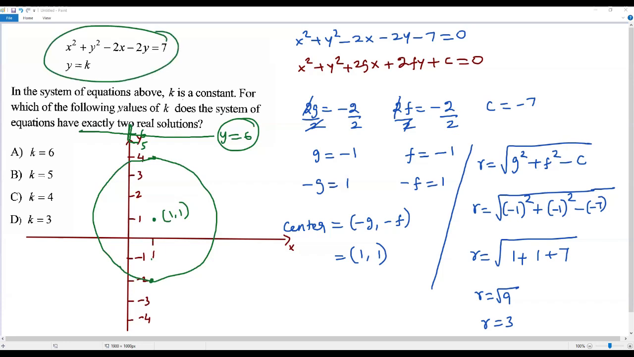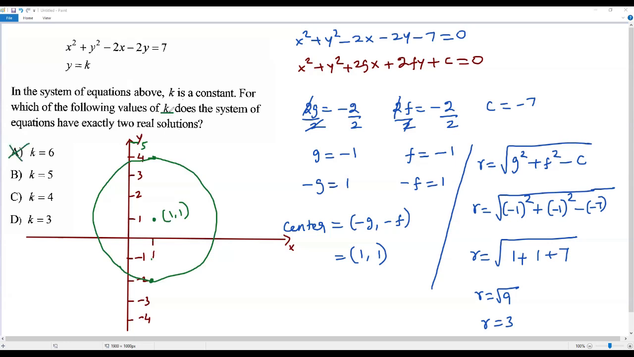So only if they intersect, we'll be able to find how many solutions we have. If the line and the circle intersect at one point, we can say there is one solution for the given system. In case the line and the circle intersect at 2 points, we can say there are two solutions. But when I consider the value 6 for k, I am getting a horizontal line through the value 6 on the y-axis. In that case, the line and circle do not intersect. So no solution. So we can reject answer choice A because we have to get the value of k for which the system must have two real solutions.